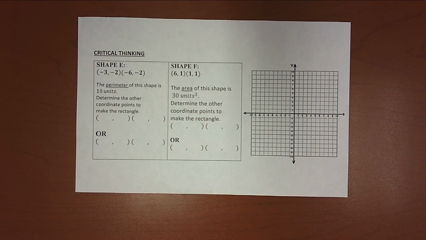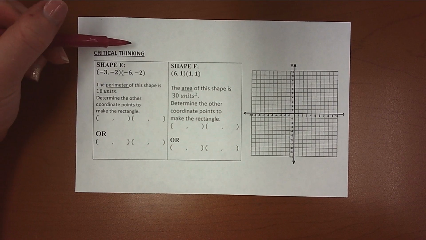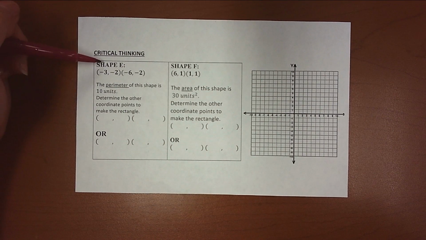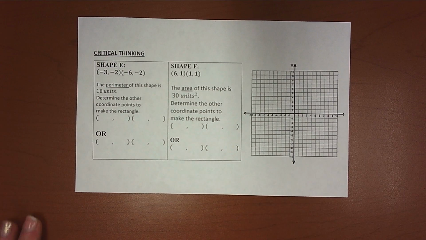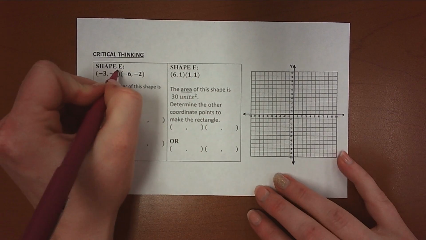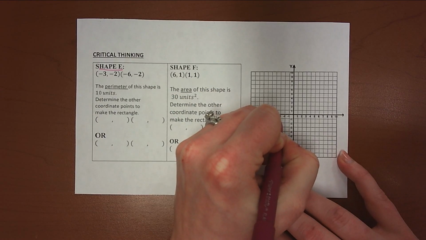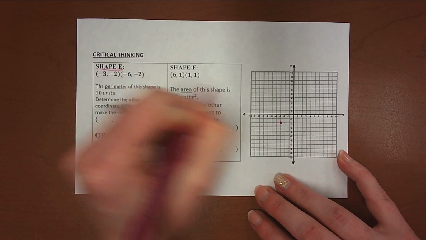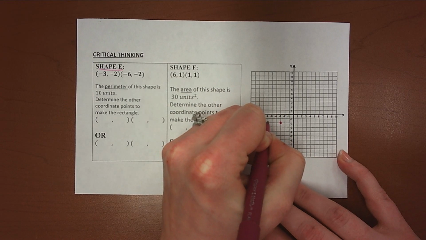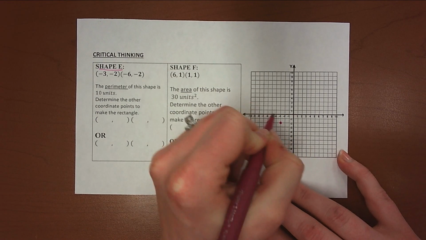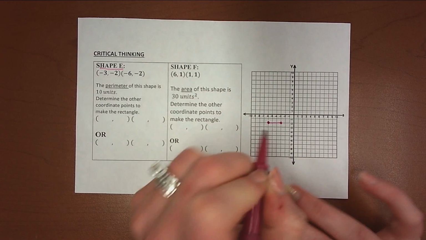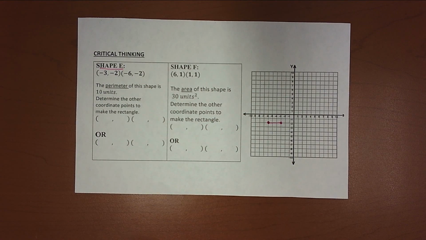Now that we've graphed a couple polygons on a coordinate plane, we're going to do some critical thinking with graphing these polygons. So shape E has 2 points listed, -3, -2. And so I'm going to go to -3, -2 and plot a point. And -6, -2. I'm going to plot this point, and I'm going to connect these two dots with a line.